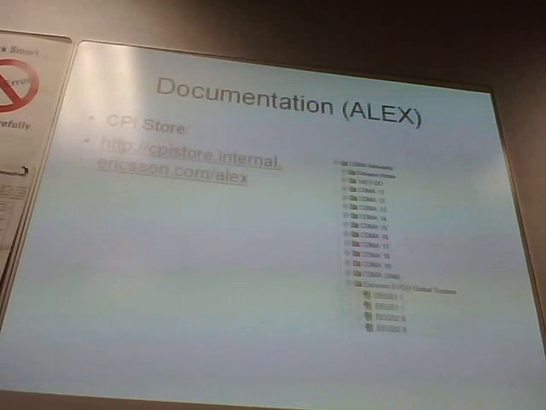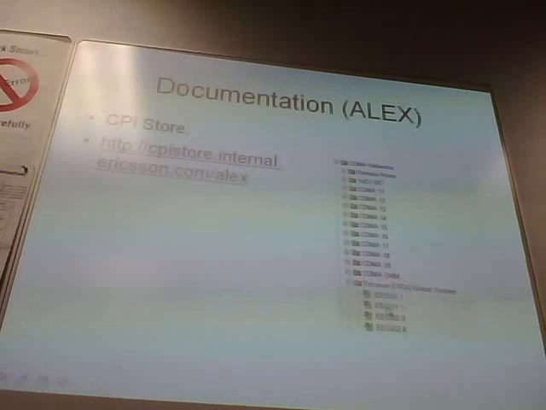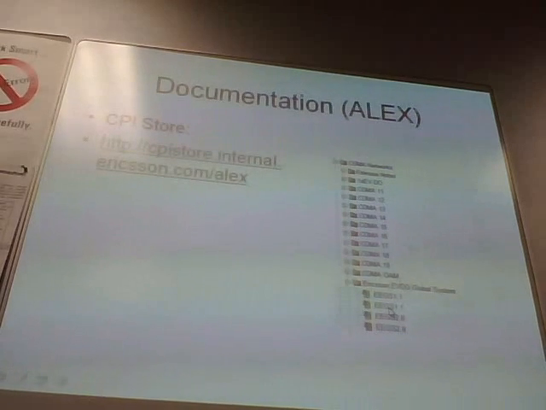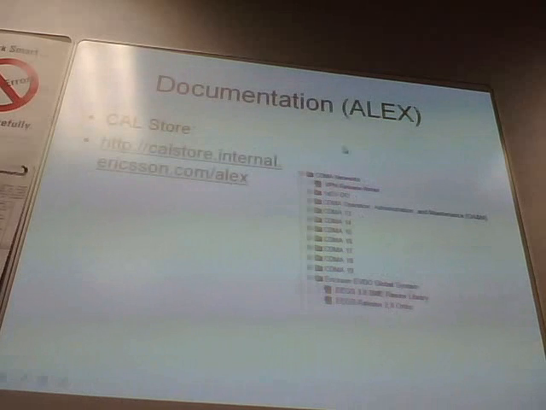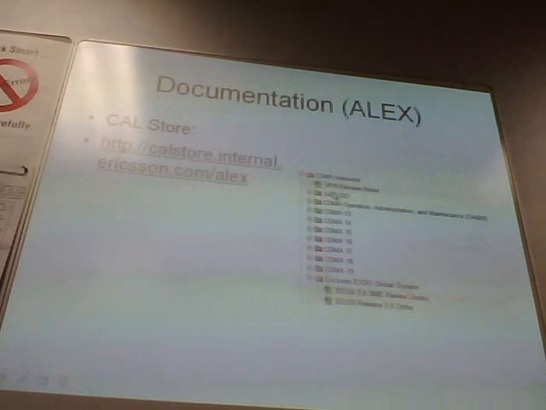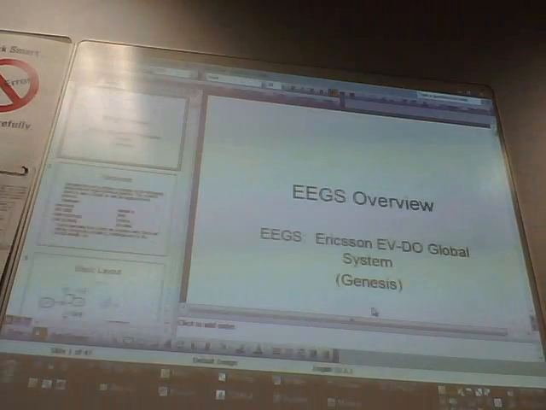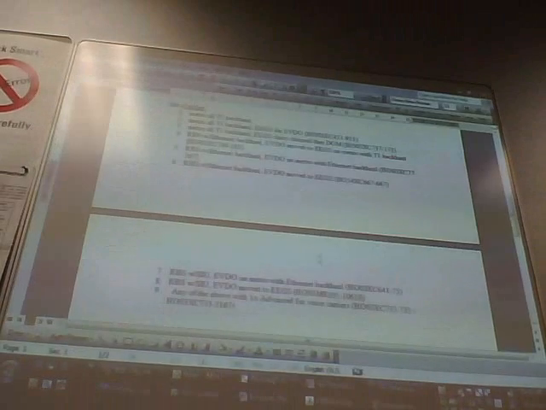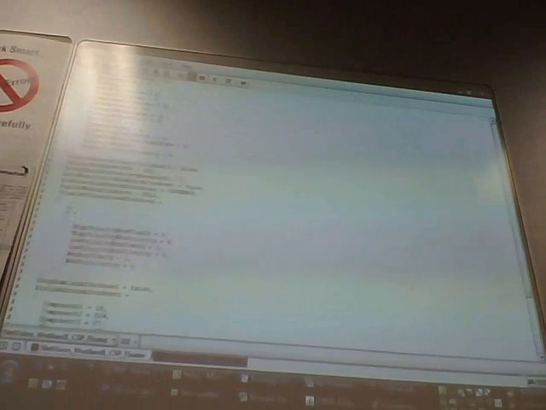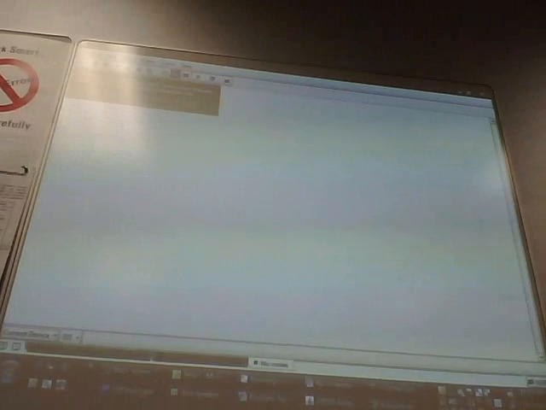It's under CPI, CDMA network, Ericsson EVDO. Right now we're on EEGS 1.1. CalStore, CDMA networks, EEGS. CalStore is more your, I think, one of them's the installation material and one of them's the technical. I never remember which is which. But just to show you, basically.